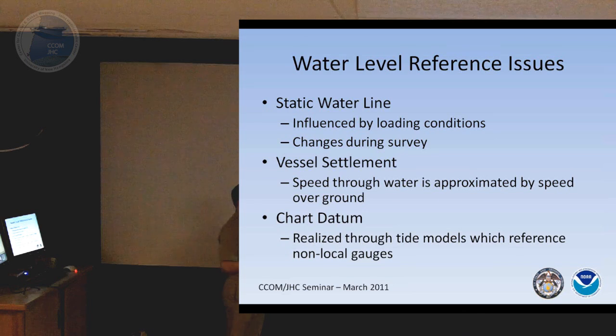It can drastically change the water line of the vessel. So that changes over the course of a survey. So it's something you have to keep track of and you want to update, but it becomes this discrete change, and certainly isn't ideal.